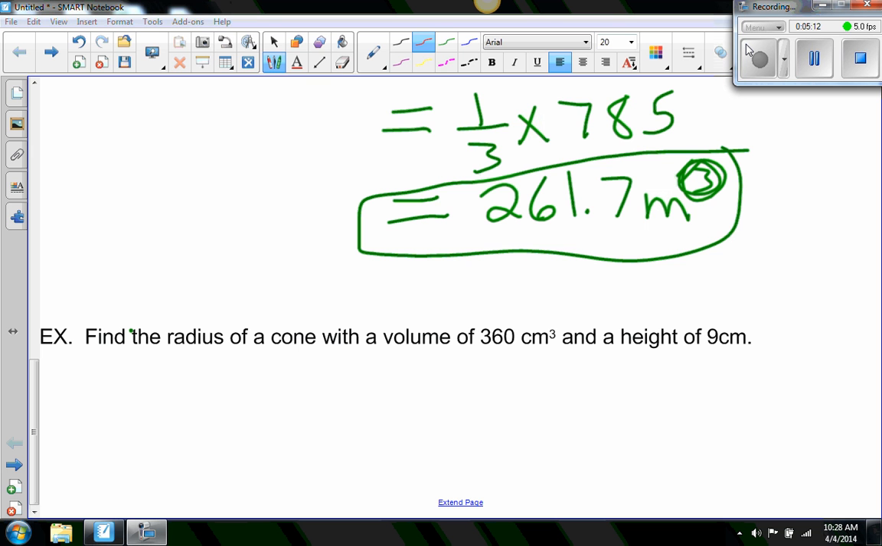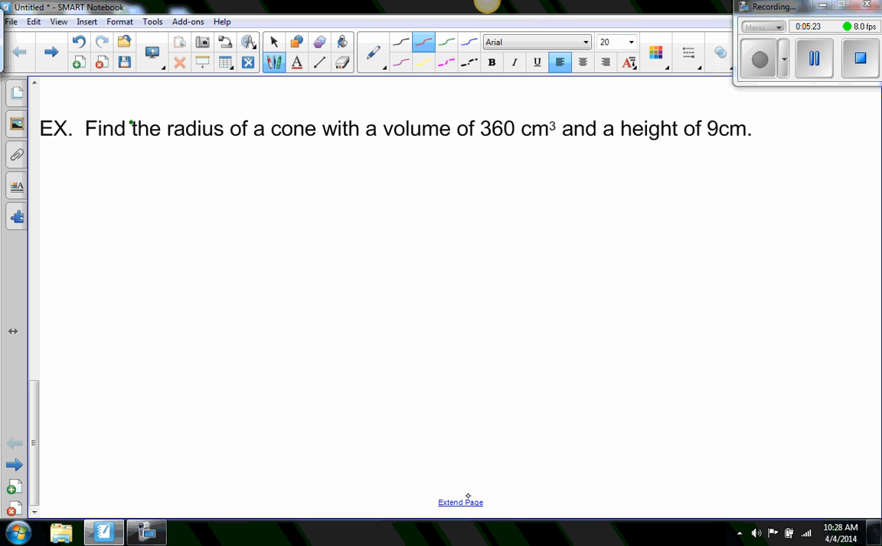Okay, so then I have one more problem for you, and this one we kind of got to go backwards, use what we know to find what we don't know. So this one is dealing with volume of a cone again. So it says find the radius of a cone with a volume of 360 and a height of 9. So they're not giving us some other stuff that we need.